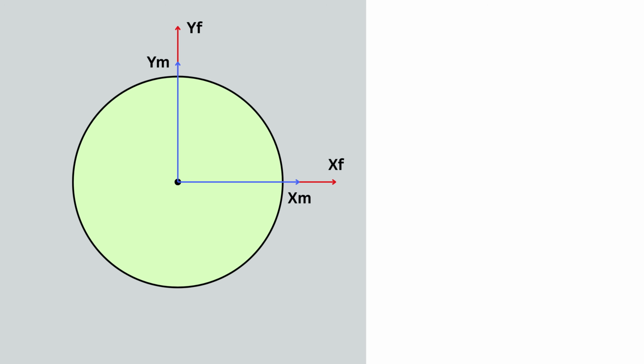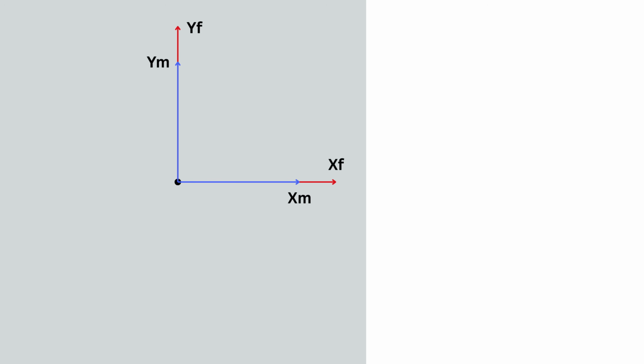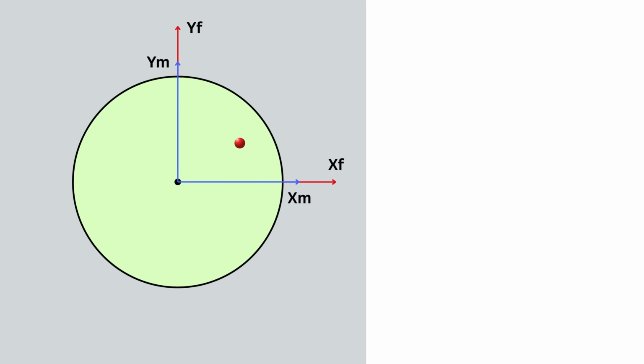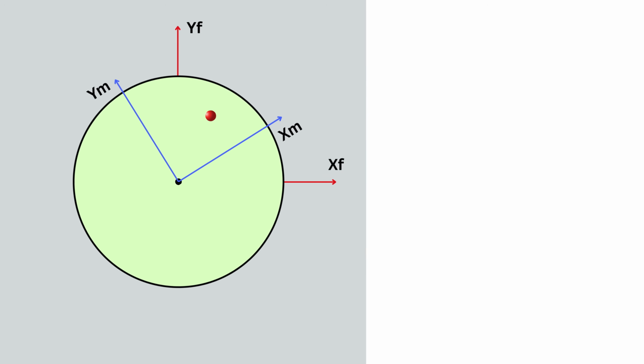At the beginning, imagine the platform has not rotated yet. In that situation, the moving axes XM and YM lie exactly on top of the fixed axes XF and YF. So both frames are perfectly aligned. Now imagine there is a small ball glued on the surface of the platform. This means that the ball moves together with the platform.